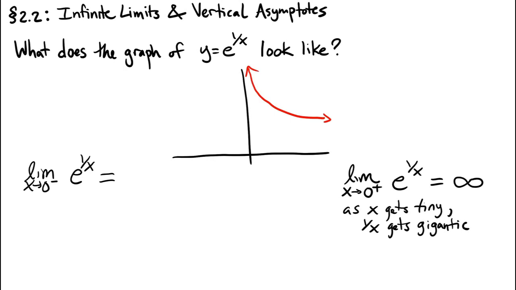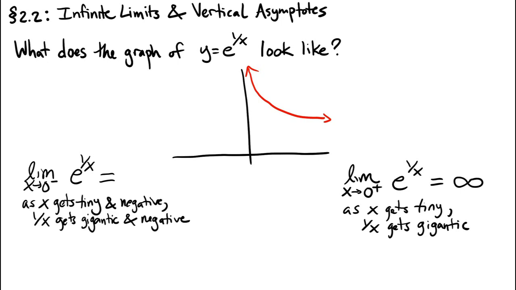What about on the left side? When x is negative, we're raising e to a negative power. And as x gets tinier and tinier, 1 over x is still negative, but it's getting to be gigantic. So what's e to a giant negative number? E to a giant negative number is tiny, so this limit is 0. So the graph roughly looks like this.